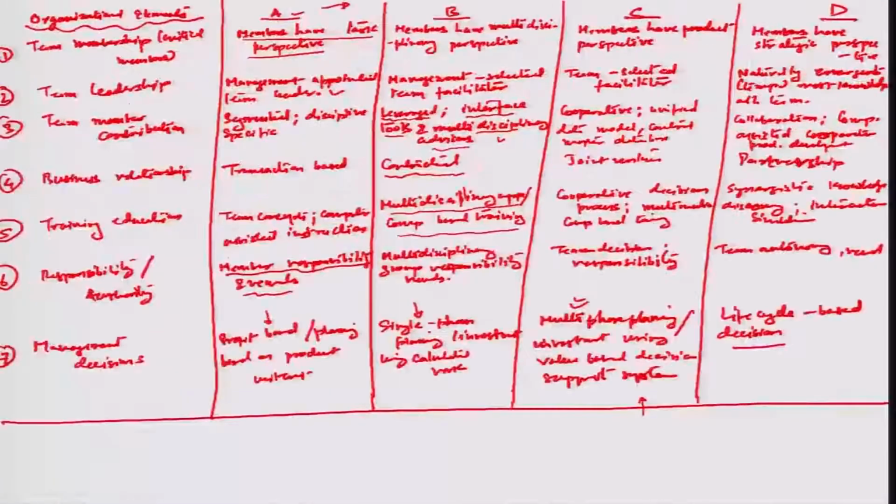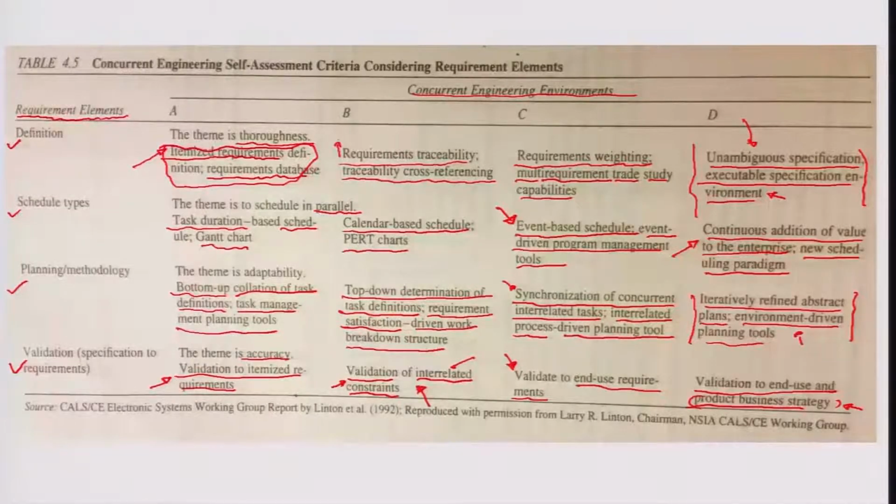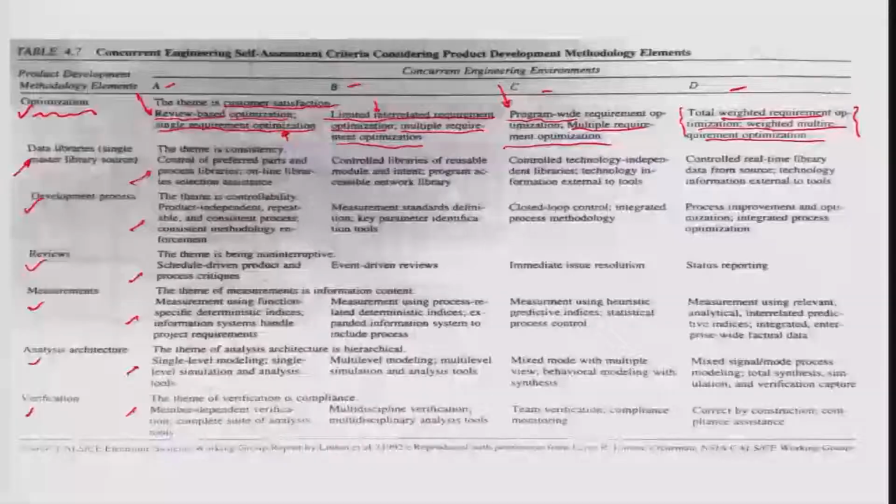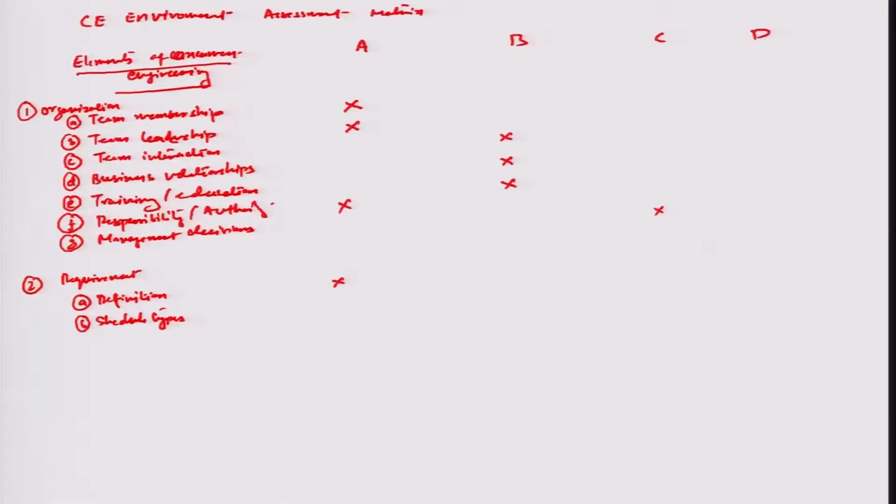If we look at the requirement elements based and self assessment criteria for the schedule types, the event based schedules happen to be at level C, where event driven program management tools are being utilized. So we will mark or grade this sub element, schedule types, at level C somewhere here.